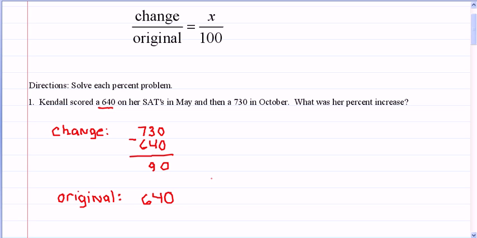The most common mistake when finding percent change or percent increase and decrease is that when students see percent increase, they assume that we're dividing by the higher number, which is not true. You want the original number. So if I follow the formula of change over original, that would be 90 over 640 equals x over 100. The zeros cancel so that I have 9 over 64 equals x over 100. And now I just cross multiply and solve for x.